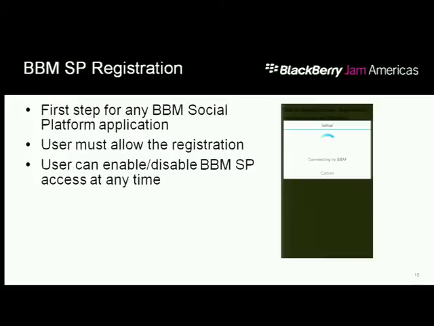They'll get a little message here saying it's connecting to BBM. It'll do a little bit of work there, talk to the BlackBerry infrastructure, and configure itself with the local BBM client. Once this is complete, the user can enable and disable BBM access at any point in time. They can go into the permissions of the application and change that. So that's something you'll want to adapt to within your app, to be able to handle situations where you are or are not able to access those features.